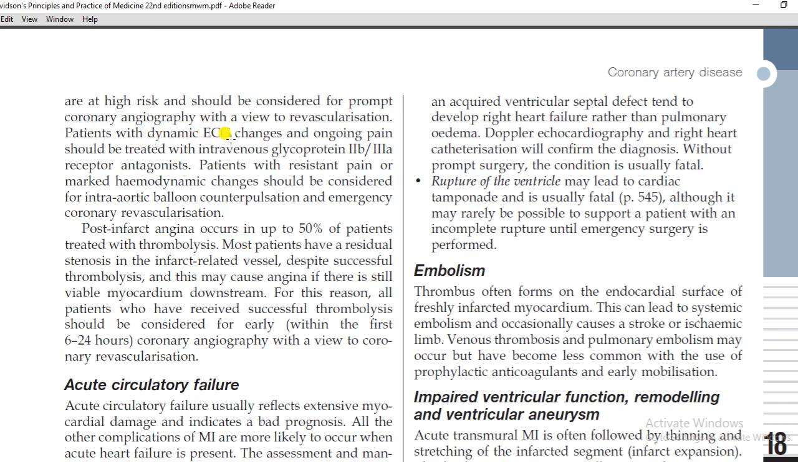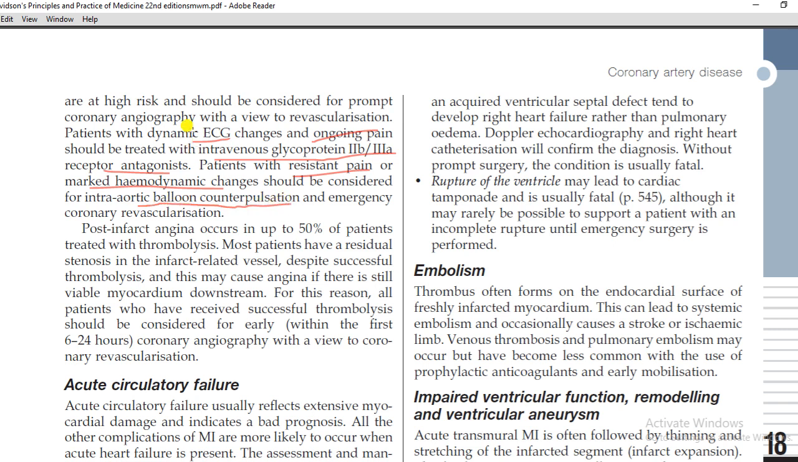Patients with dynamic electrocardiogram changes and ongoing pain should be treated with an intravenous glycoprotein IIb/IIIa receptor antagonist, and patients with resistant pain or marked hemodynamic changes should be considered for intra-aortic balloon counterpulsation and emergency coronary revascularization.